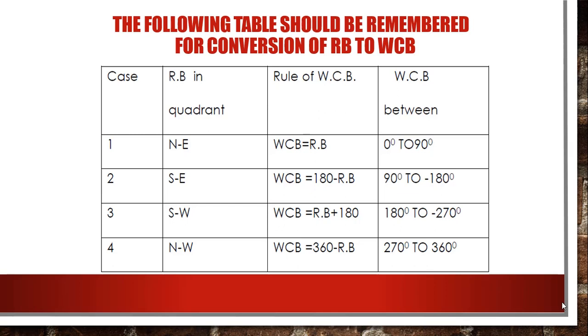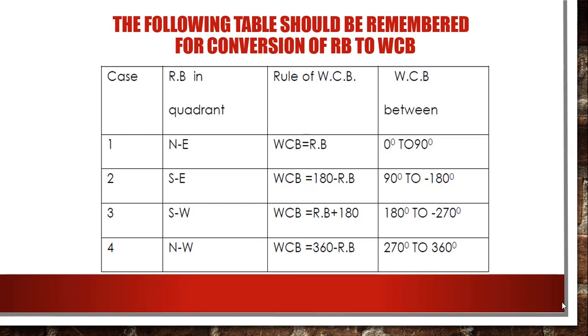The whole circle bearing obtained lies between 0 to 90 degree when the RB is in the first quadrant, that is NE. Then the second case is SE, that is the southeast quadrant. If the RB is in southeast quadrant, then for getting the whole circle bearing, you have to deduct RB value from the 180 degree value, and the whole circle bearing lies between 90 degree to 180 degree in that case.